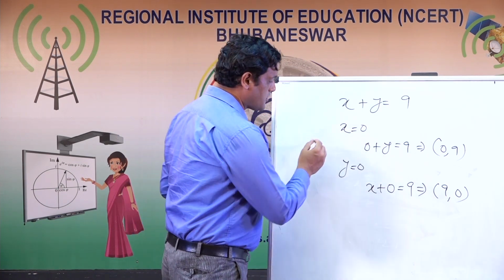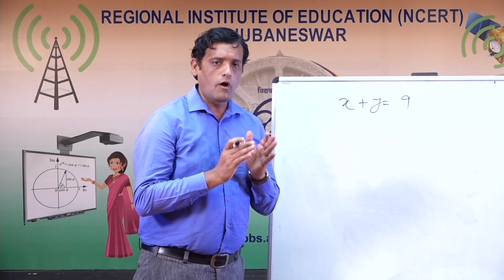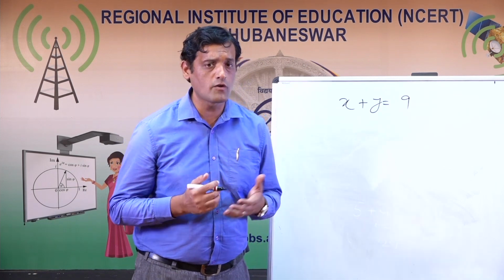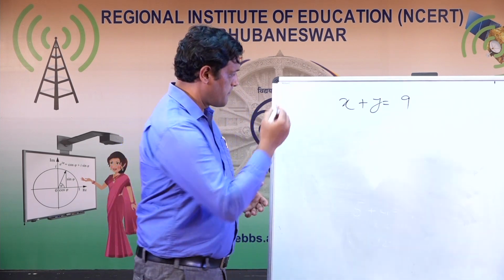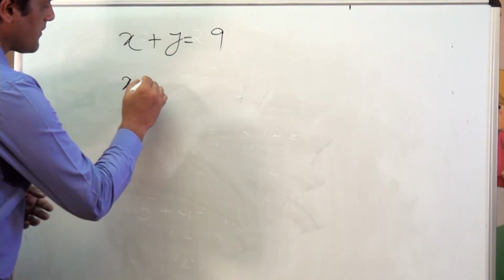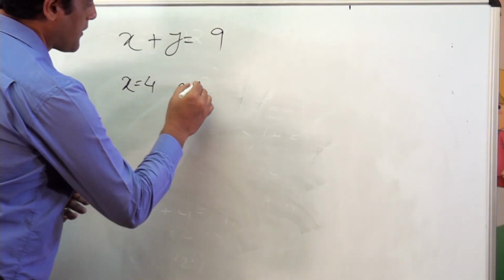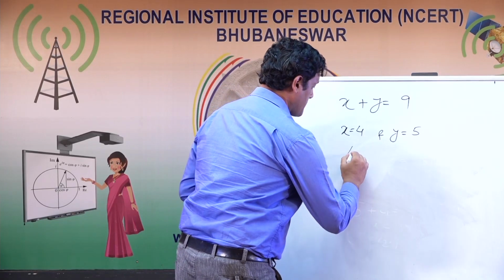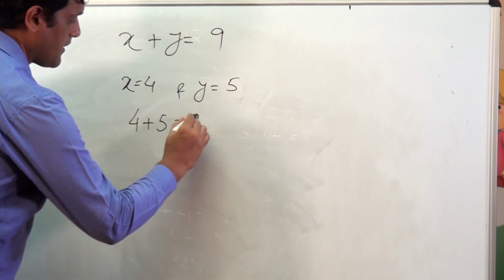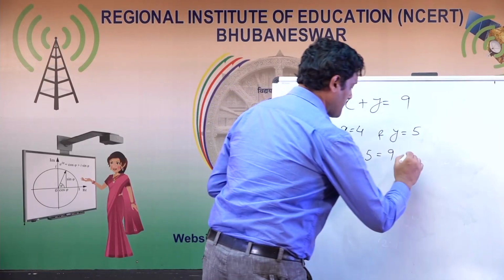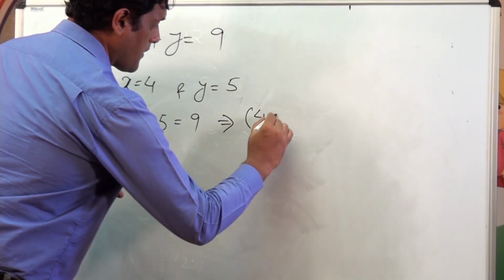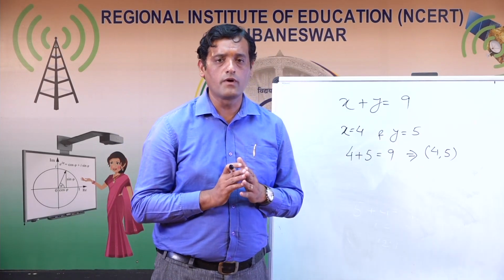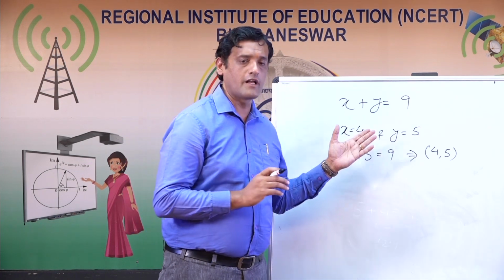This is our 1st solution. This is our 2nd solution. Now we go ahead with the 2 more solutions. So children, how to find the solution? It's very simple. We just take x equal to 4 and y equal to 5. Let us see what will happen. 4 plus 5 equal to 9. So that implies (4, 5) is another solution of your linear equation in 2 variables which is written on the board.